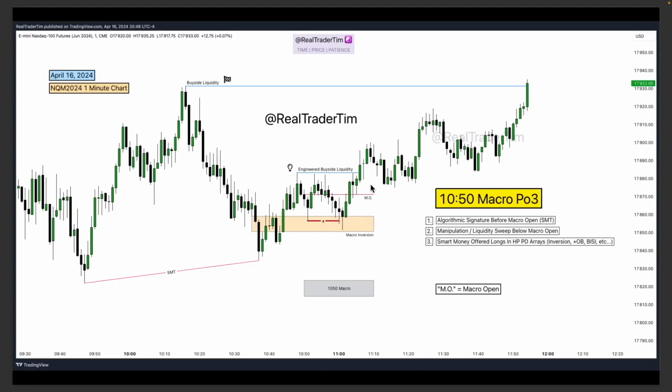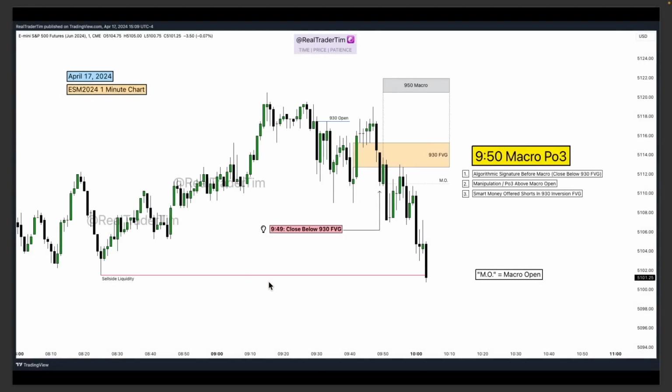Okay, so we're going to walk through various examples where some of the situations are a little more unique, where some have an SMT, some don't, some have a macro inversion, some don't. But like I said, the main thing is that we're looking for manipulation below macro open when bullish and above macro open when bearish. So for our next example, we're on the 1 minute chart for the S&P.